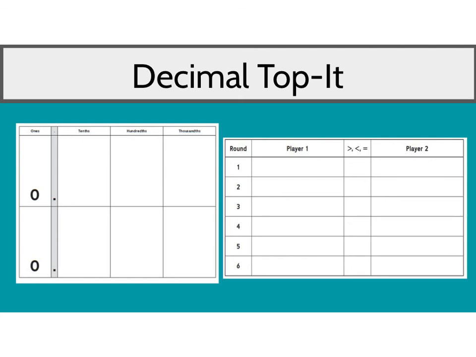And so we would each form a decimal. So I would form a decimal, and then my partner would form a decimal, and then if you're player 1, you're going to write your decimal here. If you're player 2, you're going to write your decimal here, and then you're both going to determine if your decimal is greater than, less than, or equal to your partner's decimal. And you'll play 6 rounds.